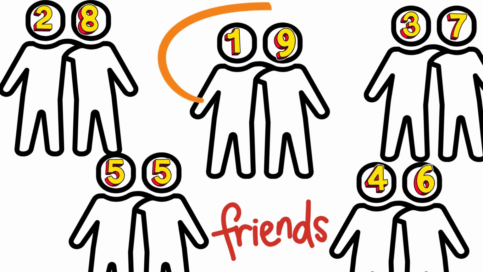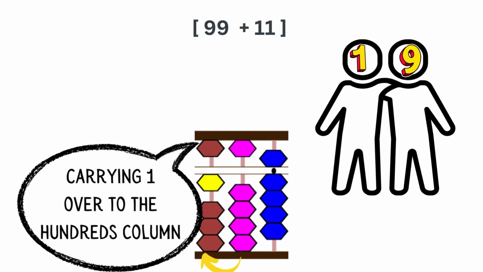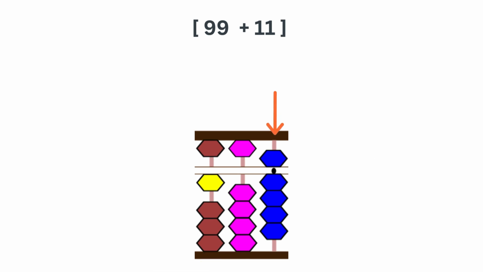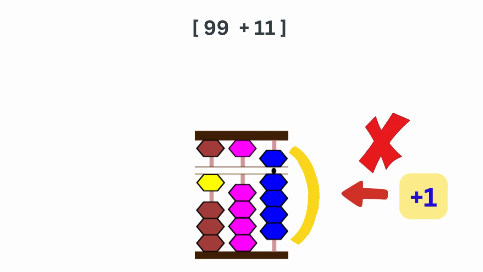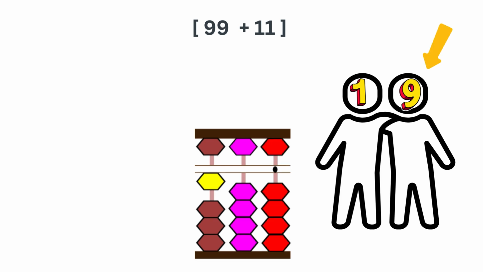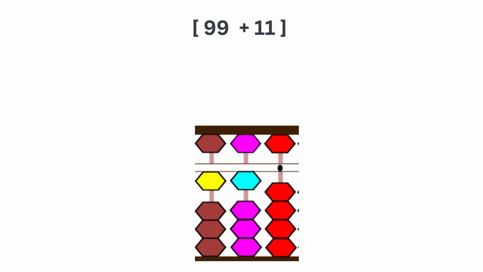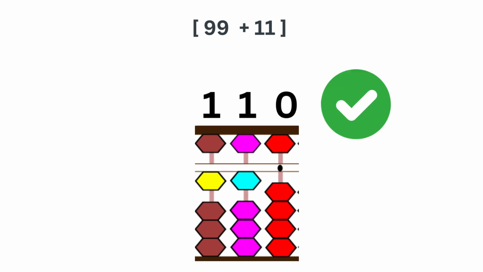The complement pair for 1 is 9, so we subtract 9 in the tens column and then carry over 1 to the hundreds column. Next, we move to the ones column to add 1. Again, there are already 9 beads, so there's no room to add. We use the same approach, subtract the complement pair 9 in the ones column and carry over 1 to the tens column. Thus, 99 plus 11 is equal to 110.